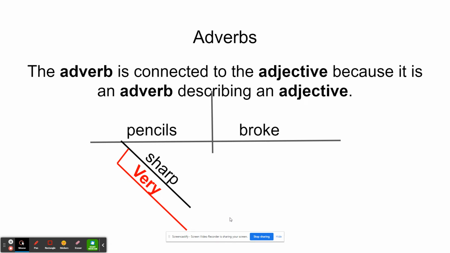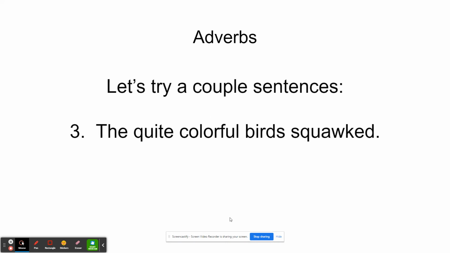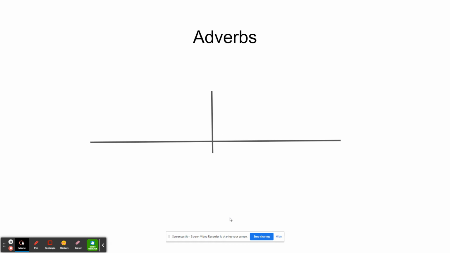Let's try a third one. The quite colorful birds squawked. All right, press pause for a moment. Try doing your diagram for this one on your own, on your marker board, on a scrap of paper. The quite colorful birds squawked. All right, let's check. If you need more time, press pause for a moment, but we're ready to go through this sentence.